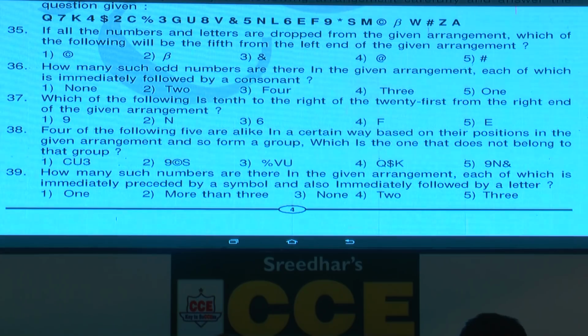Okay? Next one, 39. How many such numbers are there in the given arrangement? The question is about numbers, each of which is immediately preceded by a symbol and immediately followed by a letter. Symbol, number and letter, tell me how many are there. Symbol, number and letter, this is 1. Next one, symbol, number and letter, this is 2. Next one, this is 3, isn't it? There are 3 in total, and it is given in choice 5. Question number 39, it is choice 5.